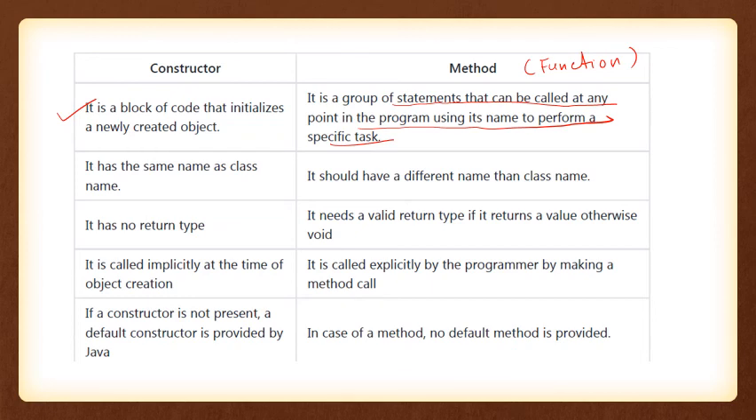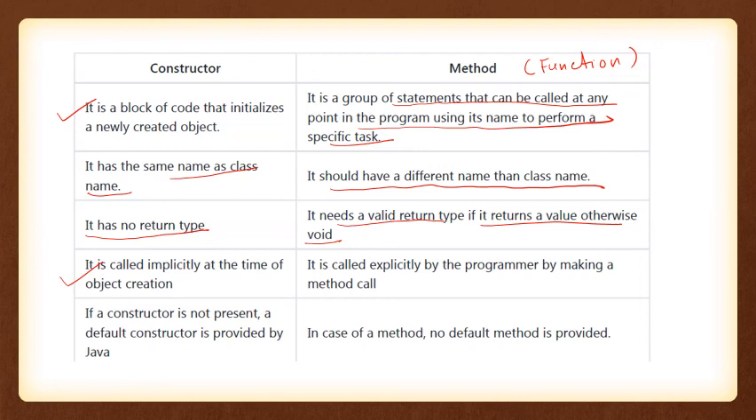Second difference, a constructor has the same name as that of a class, but a method should have a different name than the class. A constructor has no return type, not even void, meaning a constructor never returns a value. But a general function needs a valid return type. If there is no return type, then as the return type we always write what? Void.